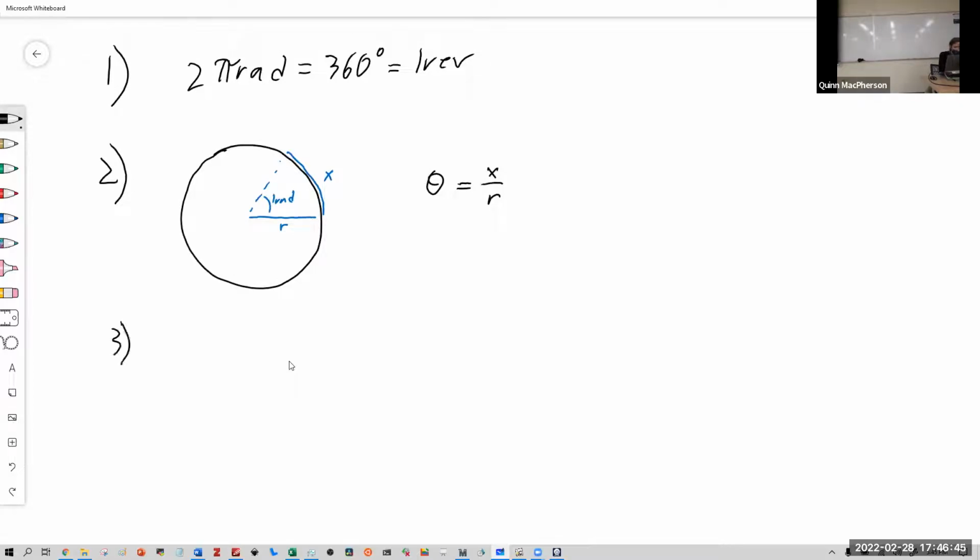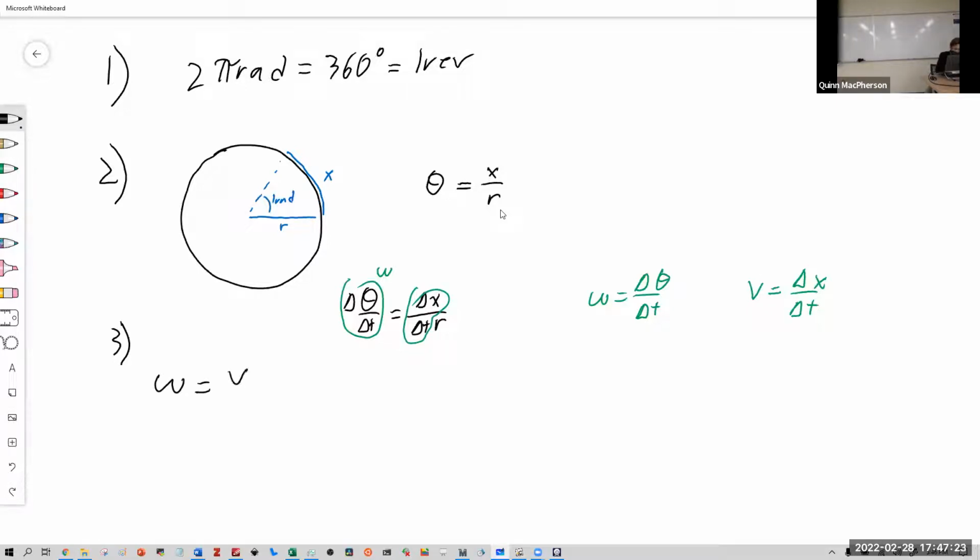Three, we can divide both of these by delta t. So delta theta over delta t equals delta x over delta t r. That is omega. Omega is equal to delta theta over delta t. That's true by definition. And velocity is delta x over delta t, which you knew already. That was just a definition of velocity. So we use those two definitions on that equation there, and we get omega is equal to v over r.